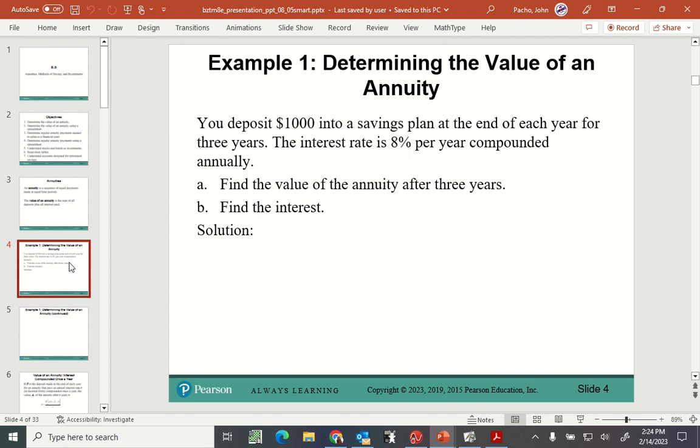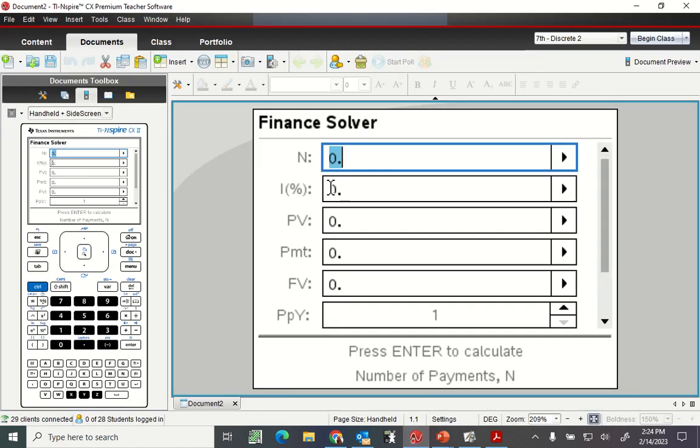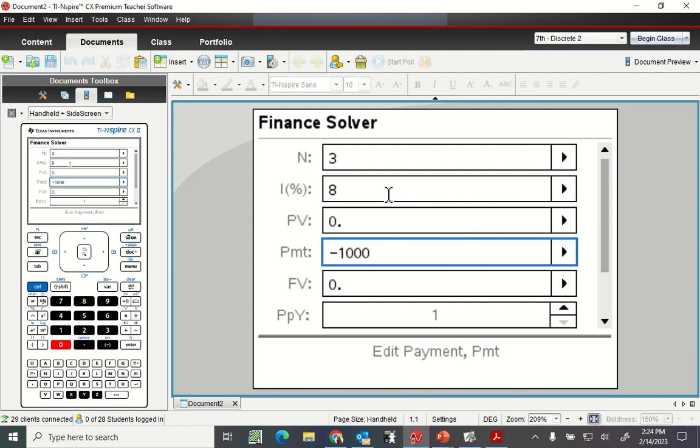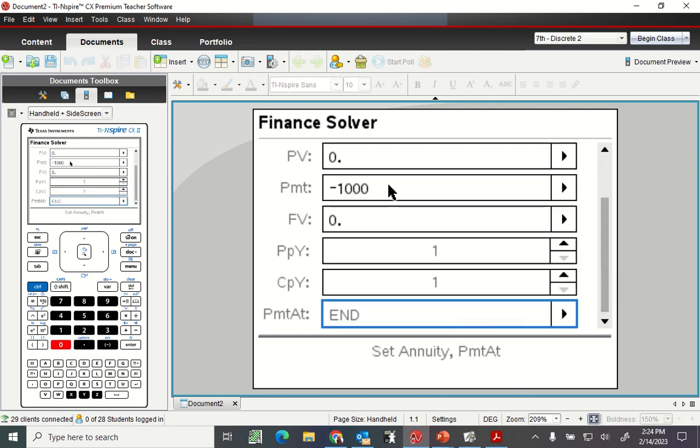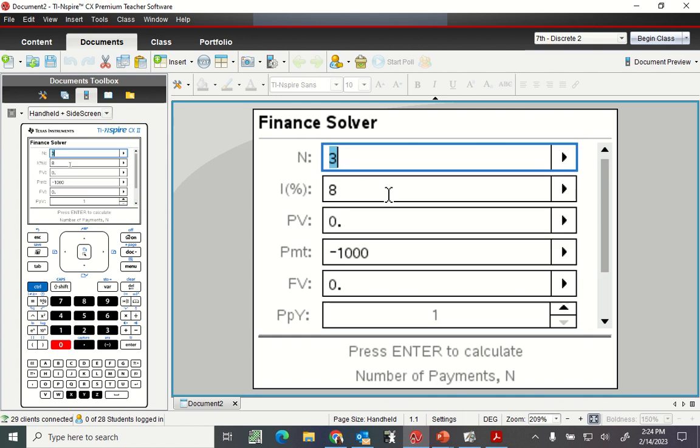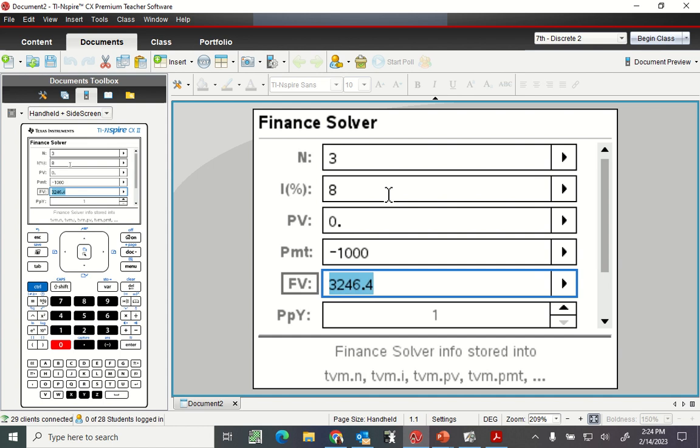So now I'm going to enter mine in. So we said N is 3, percent is 8, payment negative 1,000, future value, PPY is 1, CPY, and then N. So if you just hit tab, you could keep scrolling through here. So I want future value, so highlight future value, FV, and hit enter. There we go.